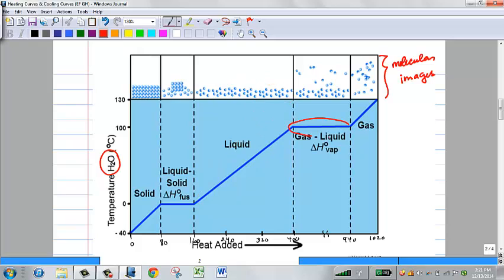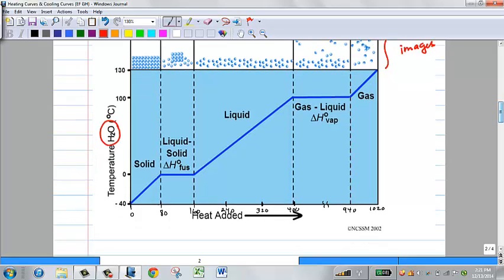And here I see liquid changing to gas, and up here I see liquid molecules changing to gas molecules. And finally, when all of the liquid is gone and I only have gas left, I see just the gas molecules there. So that's nice. It gives you a good idea of what is happening to the molecules during the process. KE is going up, PE is going up, KE is going up, PE is going up, KE is going up.